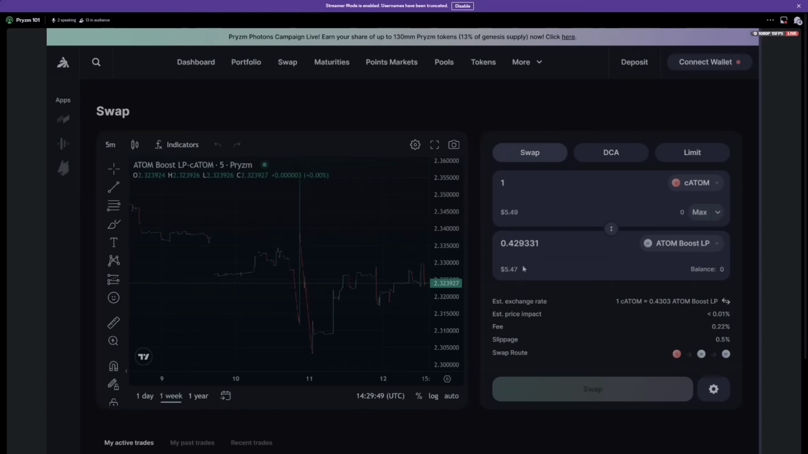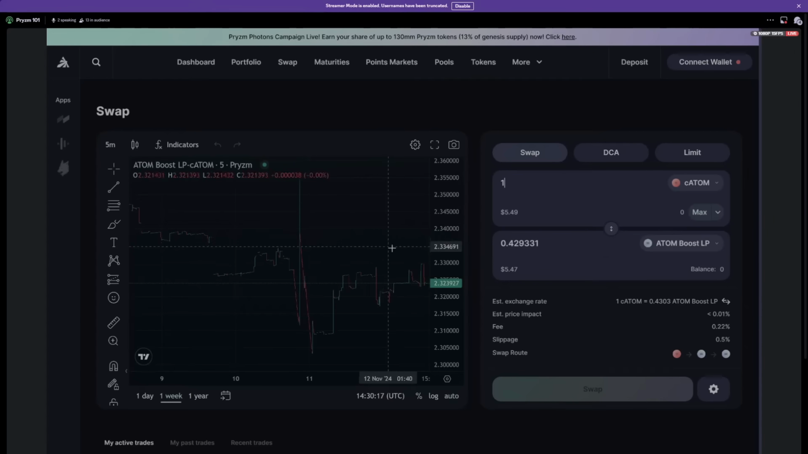So you can look here and see that you can just take your cATOM and buy the liquidity provider token. Then if you hold this liquidity provider token, you're earning incentives, plus you're also earning that yield that we spoke about earlier, that 67% yield. So it's a super easy way to participate here, just to buy the liquidity provider token.